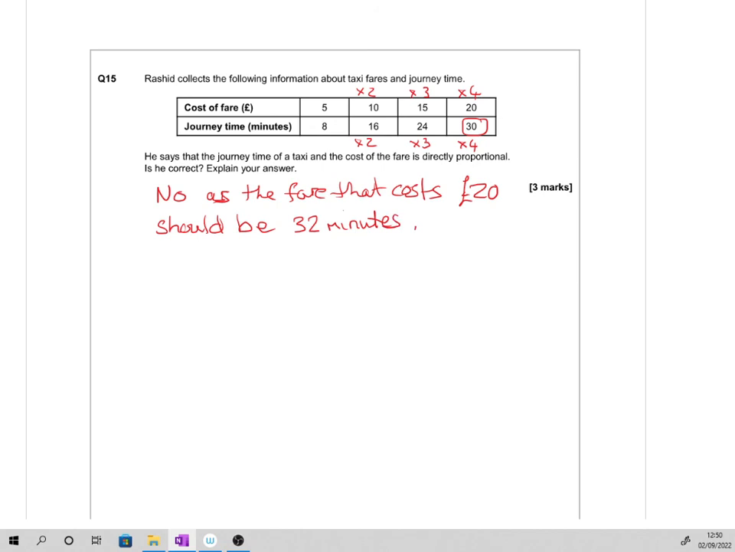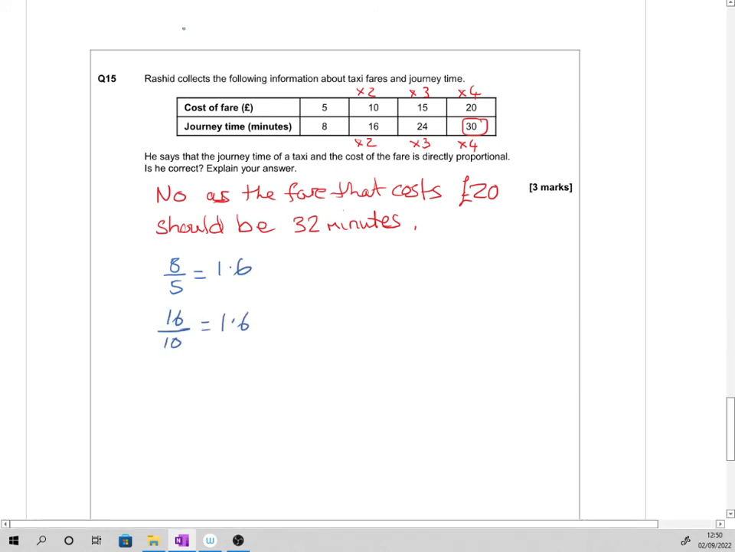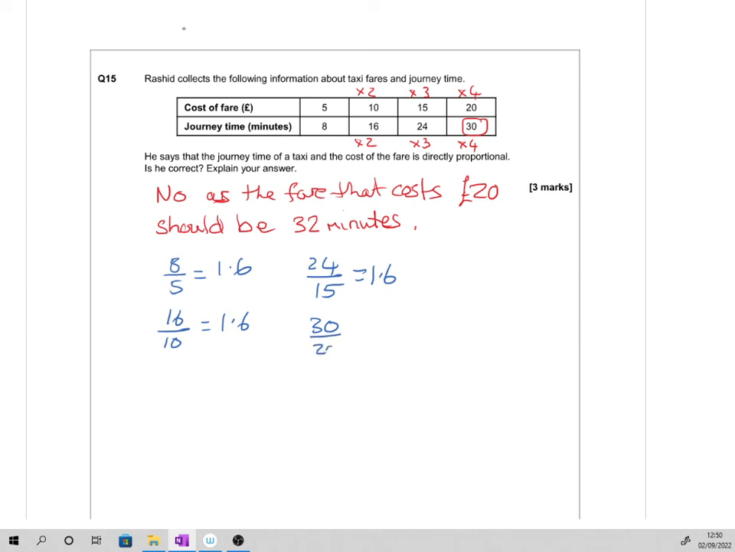Okay, let's have a look at this again a different way. So what we do is we do 8 divided by 5 equals 1.6. 16 divided by 10 equals 1.6. 24 divided by 15, 1.6. So those three are all 1.6 times bigger at the bottom. So this one, 30 divided by 20 is 1.5. Yeah.